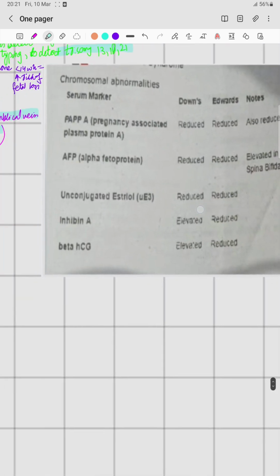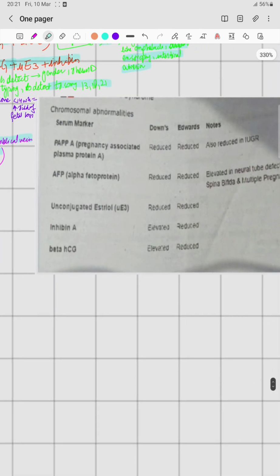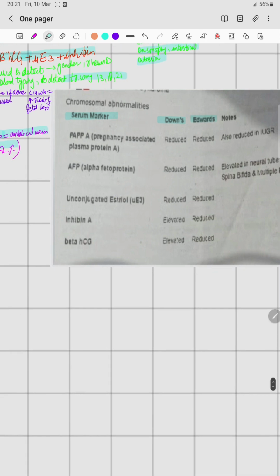Okay, then these are the important serum markers. We will see how these change in the triple test, quadruple test and combined test in Down syndrome, Edwards syndrome, and PAPP-A, pregnancy-associated plasma protein A.